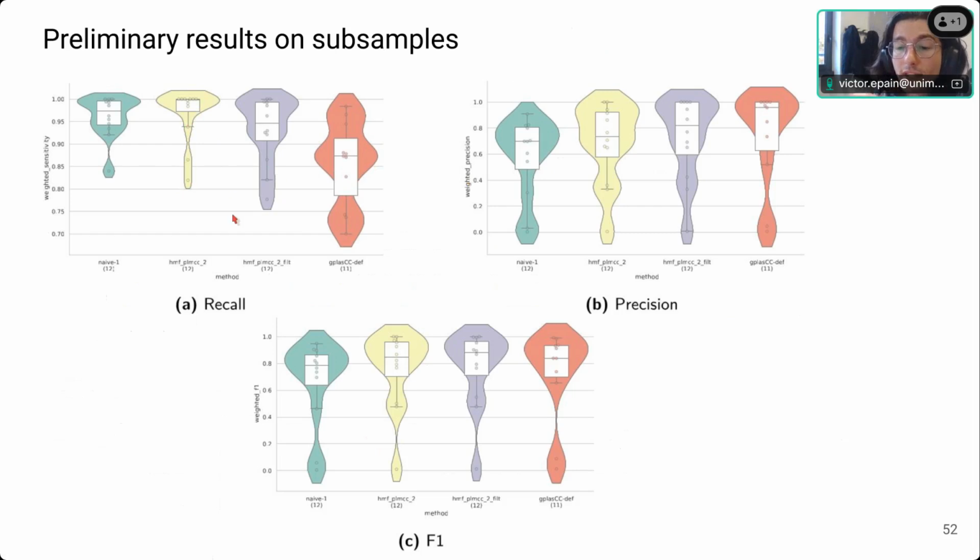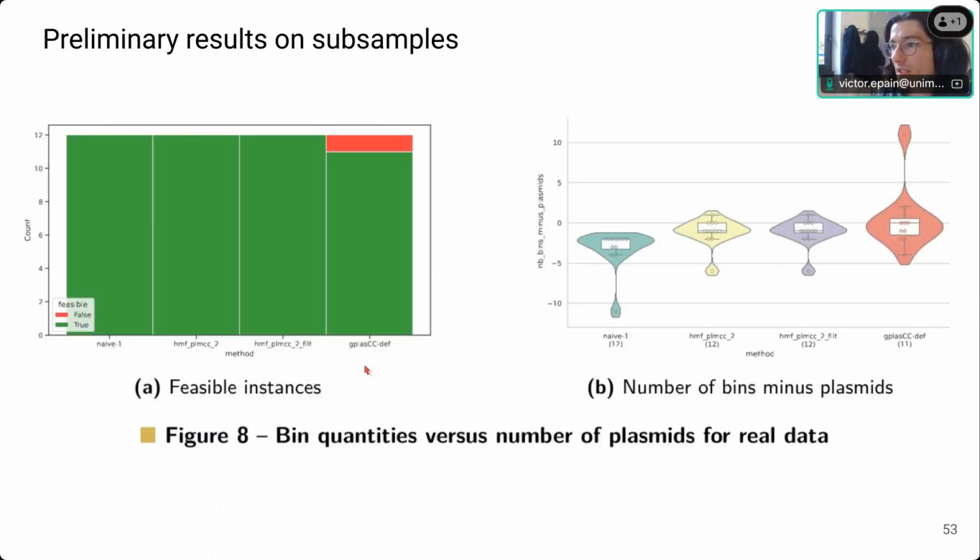In recall, remember that it's only on 10 samples, it seems to be great. In precision, we are not so good for many reasons. I will explain better after. In F1 score, which takes into account both the recall and the precision, we are quite in the same values, let's say. This is according to the numbers. GplusCC was not able to solve all the problems. One problem out of 10 was not solved. I don't know really why.